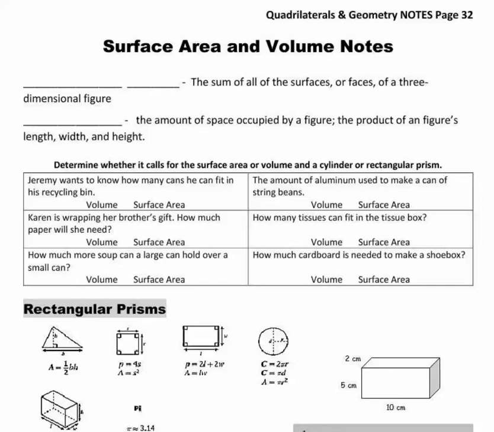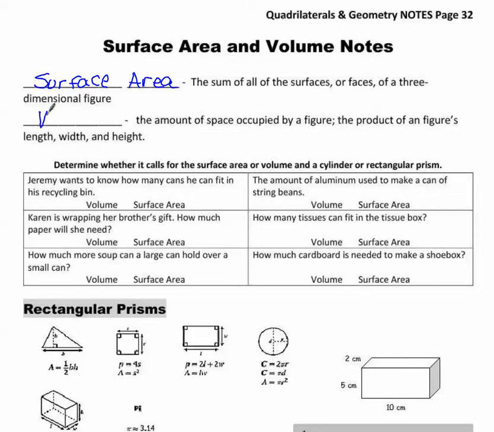In this video, we're going to discuss surface area and volume. So for the first one, surface area is the sum of all of the surfaces or faces of a three-dimensional figure. So it's adding up all the outside edges and faces of the shape, just like we did in the activity previous to this lesson. We counted out the sides of all the prism, and then we added all those sides together.